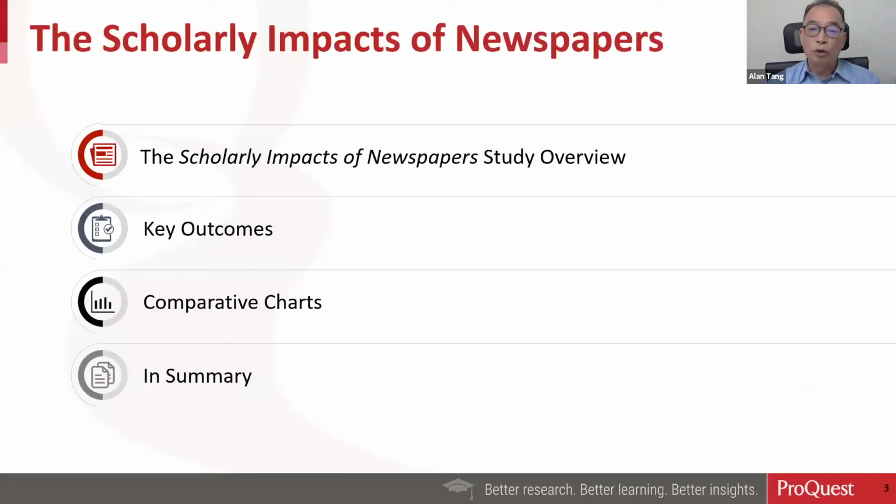First of all, I want to demonstrate the scholarly impact of newspapers. There will be four items related to the impact of newspapers. We have a study on the impact of newspapers. I will give you an overview of that, share the outcome and the comparative chart with you, and then give you a summary.